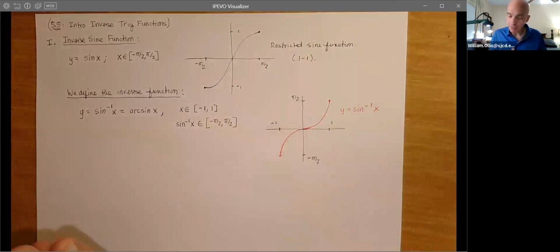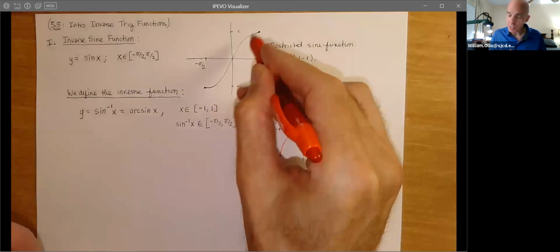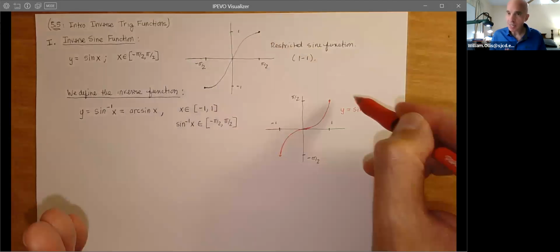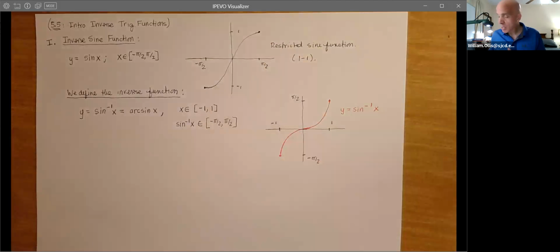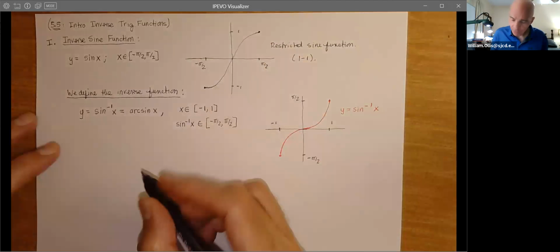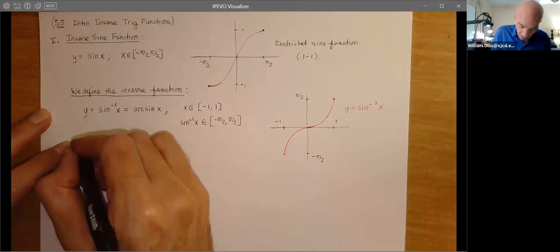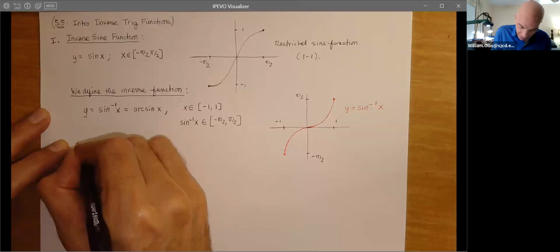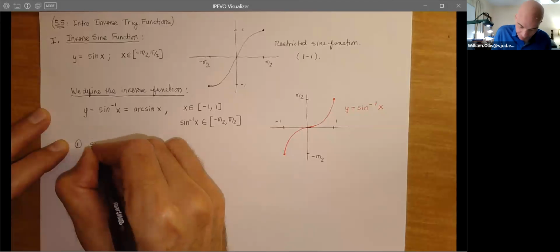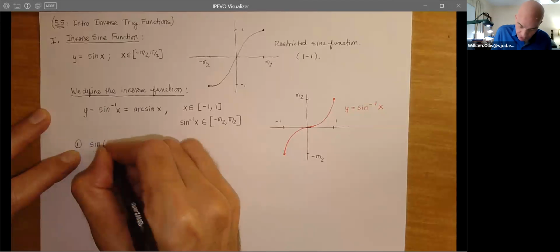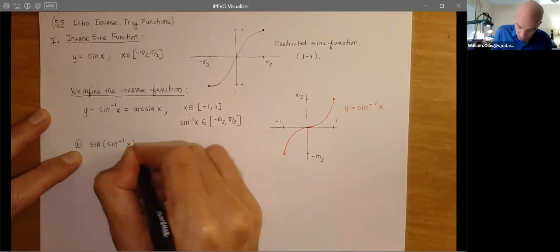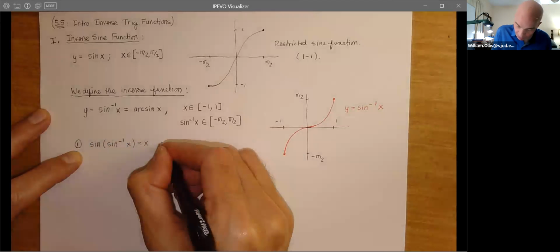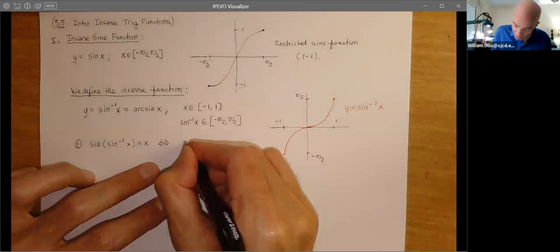And again, if the 1-to-1 function is increasing, so is the inverse. This again appears to be increasing, just like that function. And so again, we have inverse equations. So number one, we'll say sine of inverse sine of x equals x if and only if x lives between -1 and 1.